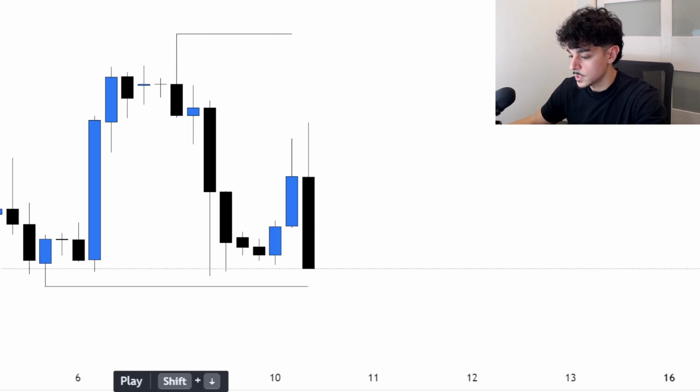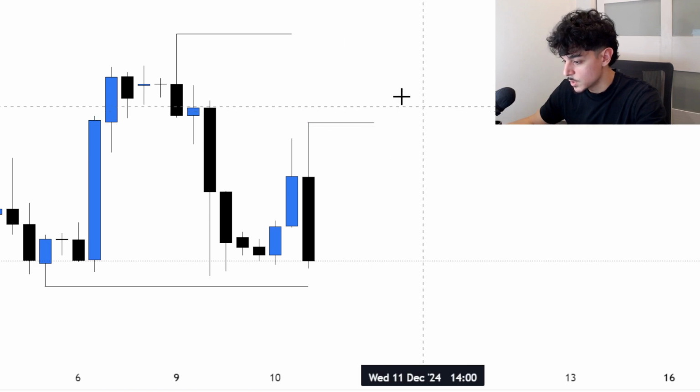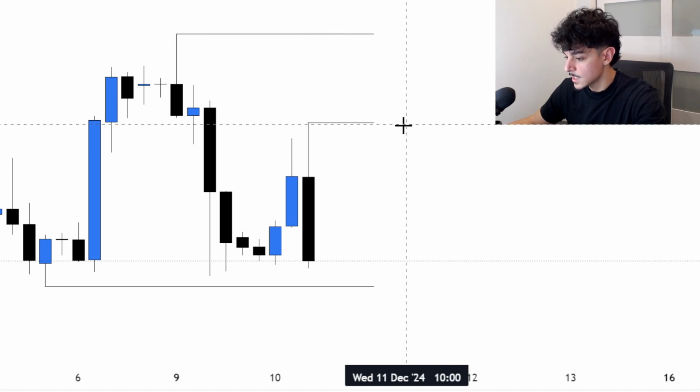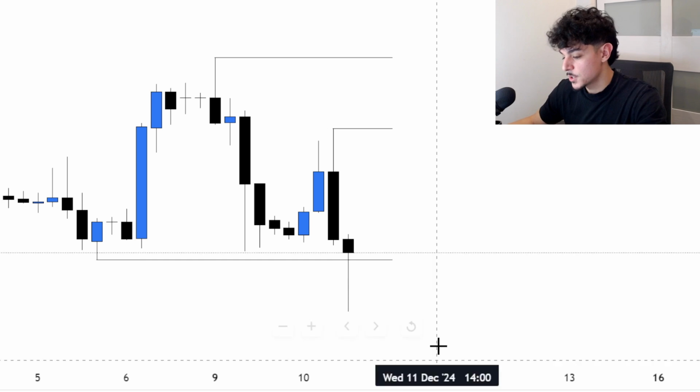So then we see price creating another swing high, which could be used as buy side again. So we have two buy side liquidity pools and a sell side liquidity pool right here. So right here we sweep that liquidity.